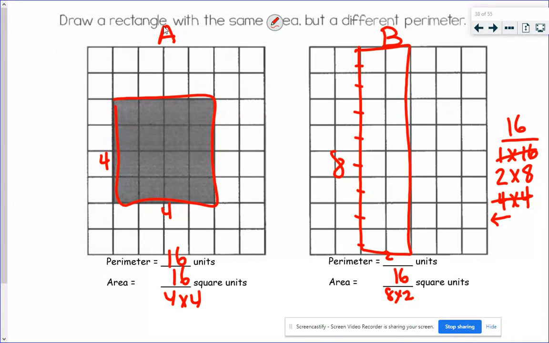8 plus 2 plus 8 plus 2, that is 20 units. Comparing the perimeter of A with the perimeter of B, 16 is less than 20. So the distance around rectangle A is smaller than around rectangle B.